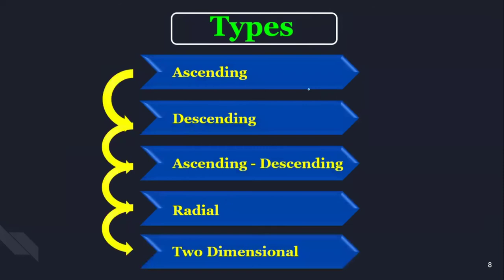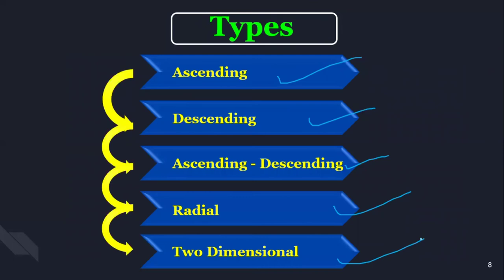After understanding the rate of flow and how to calculate that value, the next part is that, depending upon the mechanism, paper chromatography is further divided into mainly these five types. The first is ascending. Whatever I have just discussed is a part of ascending chromatography. Second is descending chromatography. Next is ascending and descending chromatography. Fourth is radial chromatography, and the last one is two-dimensional chromatography.